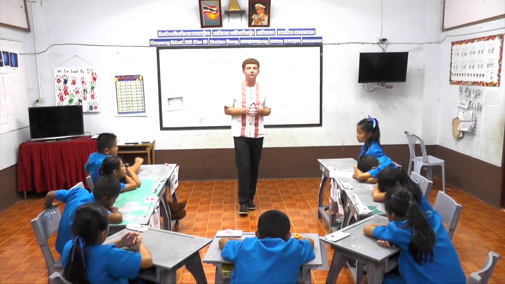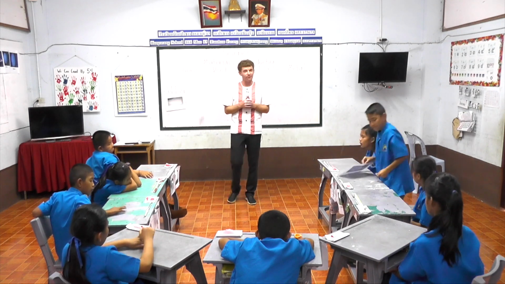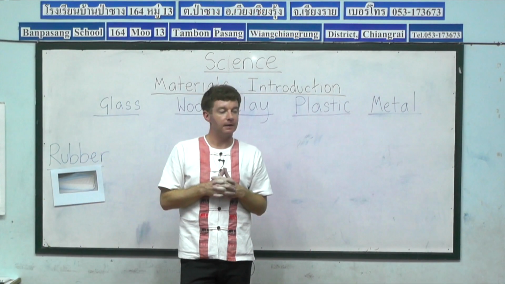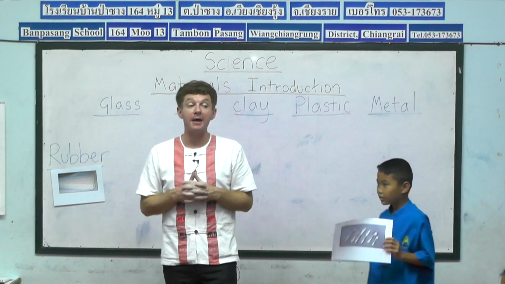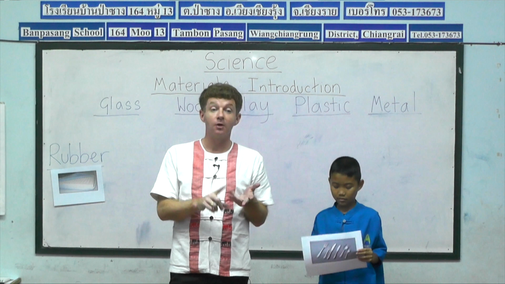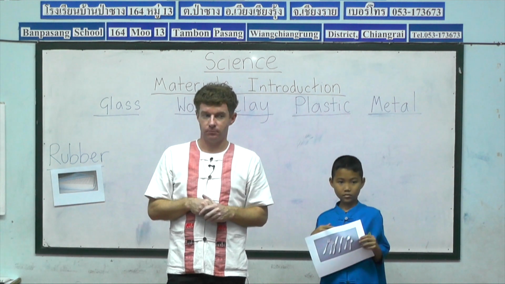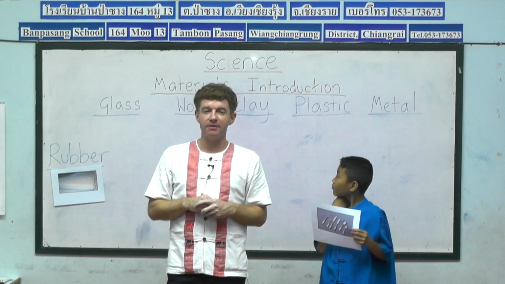Okay, so our next student with the flashcard is Pangpon. Pangpon, come and join me at the front of class. Now, what objects can you see on Pangpon's flashcard? Fork, knife, spoon. All together, we call them cutlery. But what material are they made from?